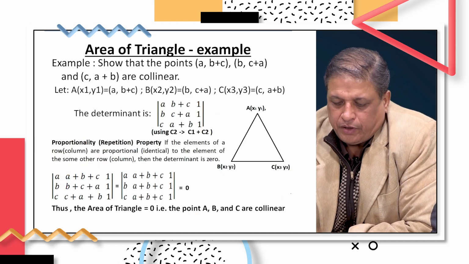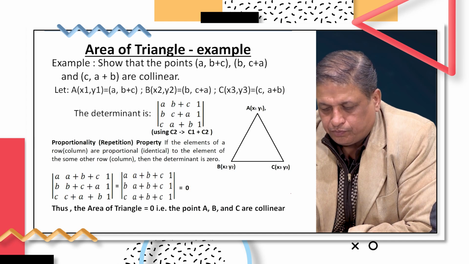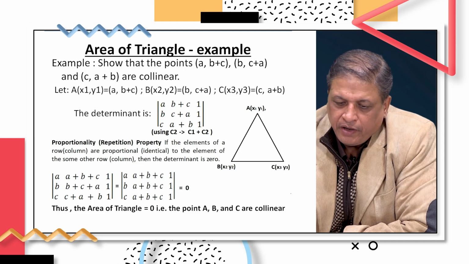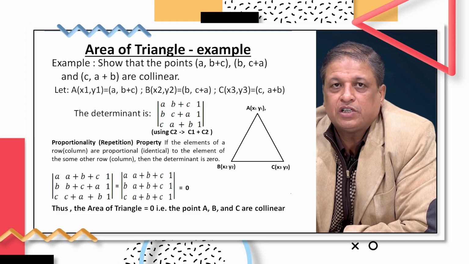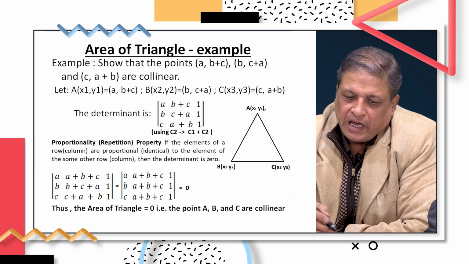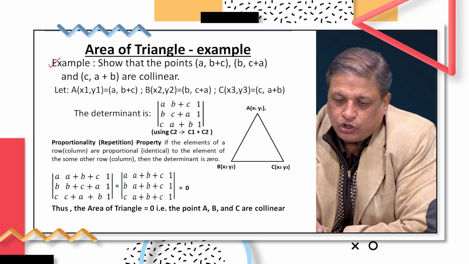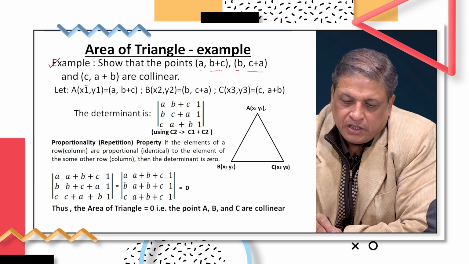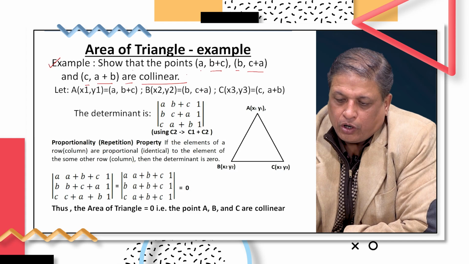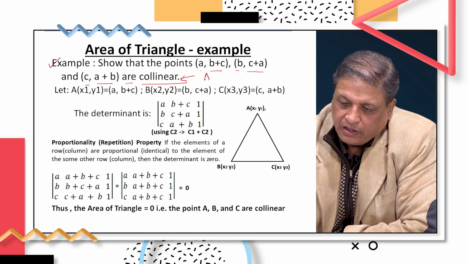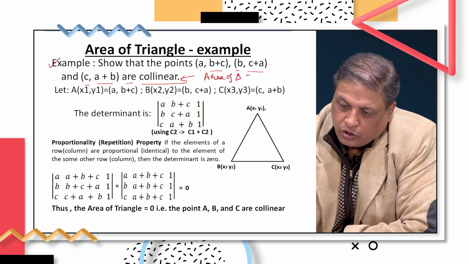Now we are going to solve some more problems, and this will let you understand things in a better way. We just discussed that if the area of the triangle turns out to be 0, then we can say that the points are collinear. So let's verify this with the help of an example. The example is: show that the points (a, b+c), (b, c+a), (c, a+b) are collinear. In order to verify collinearity, you are supposed to check that the area of the triangle turns out to be 0.